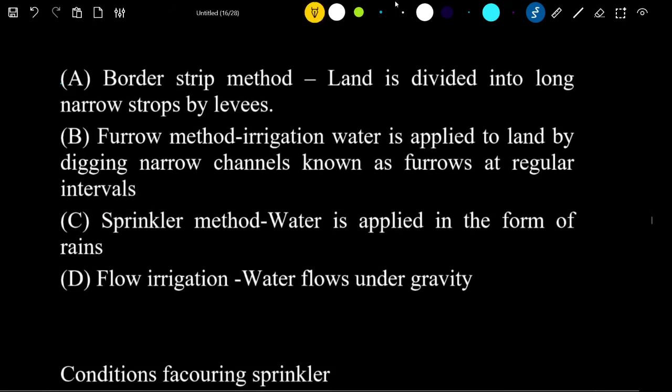See, in the border strip method, what happens is that the whole land will be divided into a number of rectangular strips by some small levees or small bunds. And here the water will be circulated through a field channel, and this water is fed onto the land, which will then fill up the whole land, and then the irrigation will be done. Now this is a surface flooding method, so it is not suitable for steep slopes because erosion will be predominant.